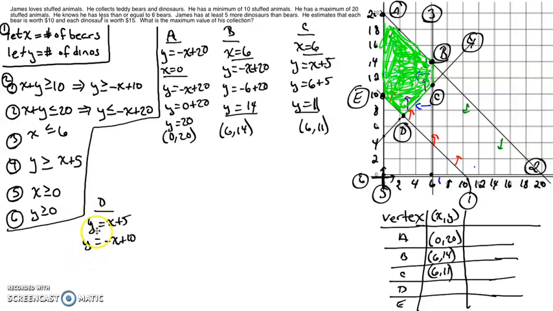See how I have these y's by themselves over here? That means that I can take this, my x plus 5, set it equal to this, my negative x plus 10, and solve for x. So I get x plus 5 equals negative x plus 10. If I add x to both sides, I get 2x plus 5 equals 10. If I subtract 5 from both sides, I get 2x equals 5. And then if I divide everything by 2, I get x equals 5 over 2, or 2.5.